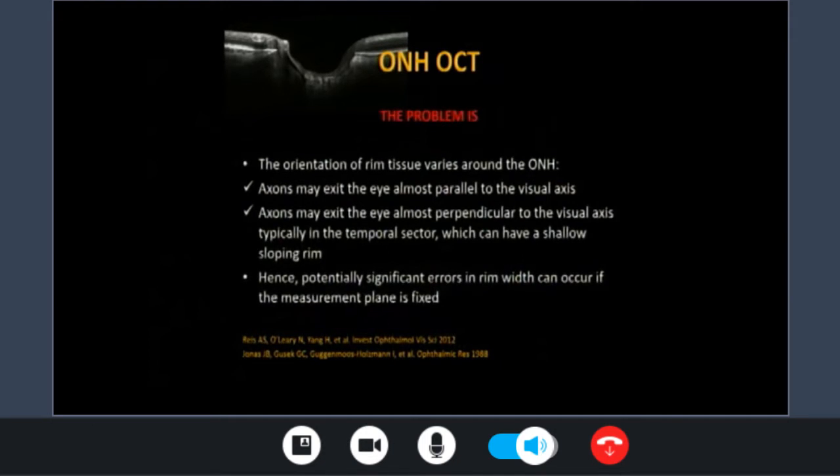Because axons might exit the eye almost parallel to the visual axis. Number two, axons might exit the eye almost perpendicular to the visual axis, typically in the temporal sector, which can have a shallow sloping rim, like patients who are having high myopia. So hence, potentially significant error in the rim width can occur if the measurement plane is fixed.